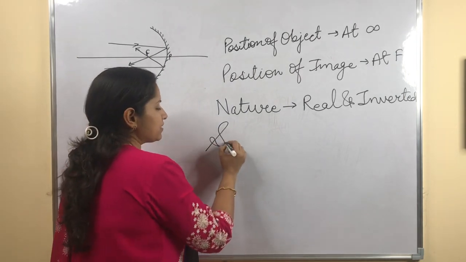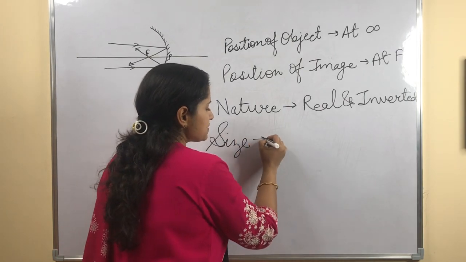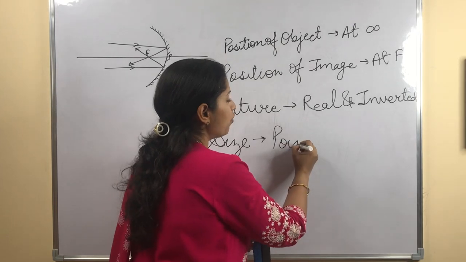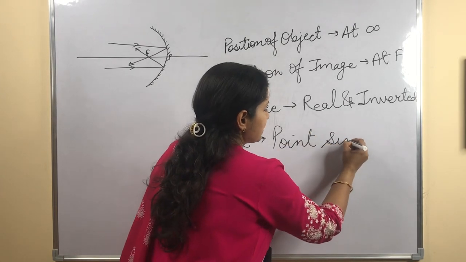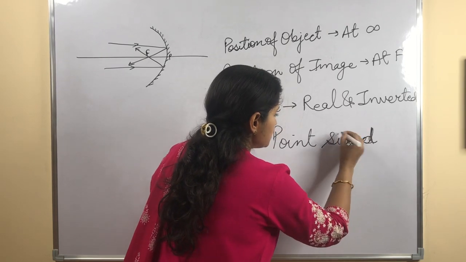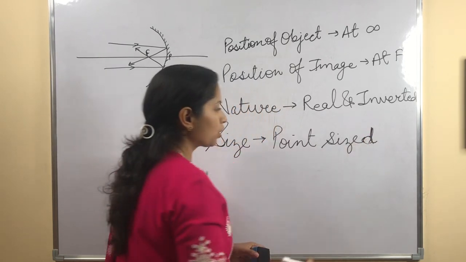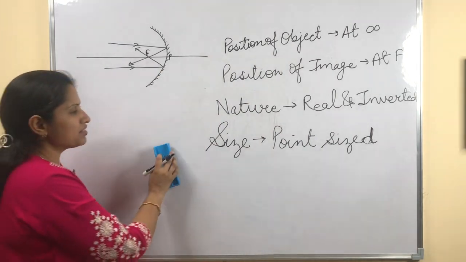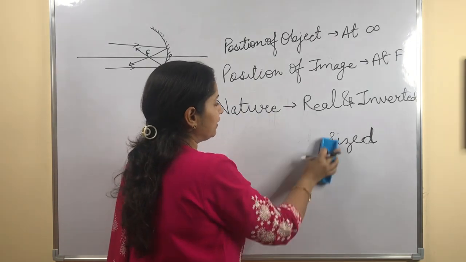And what is the size of the image? So you can see it's a very small size image. You can say highly diminished, or you can say it's a point sized image. Point sized image or a highly diminished image is formed. So that's all for the first condition, when the object is placed at infinity.